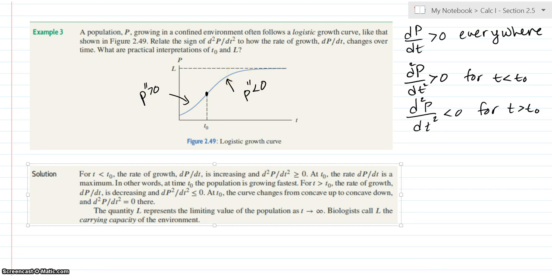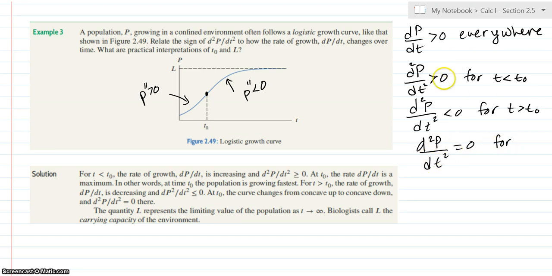And then it starts slowing down. For t bigger than t0, the rate of growth P'(t) is starting to decrease. So that means that the second derivative is negative. At t0, the curve changes from concave up to concave down. We said that. And by the way, we didn't say that the second derivative, let's write that down, is equal to 0.